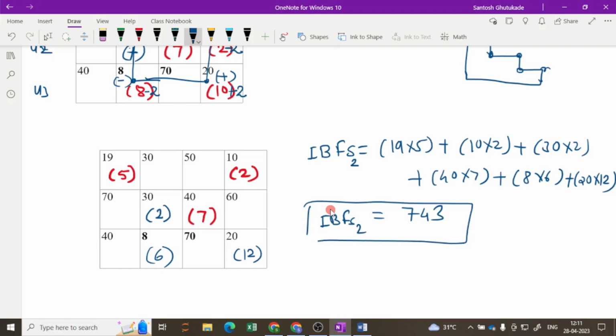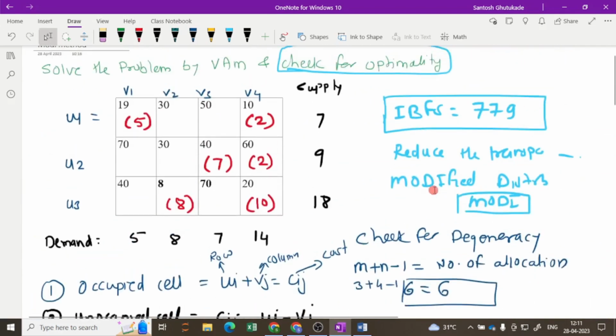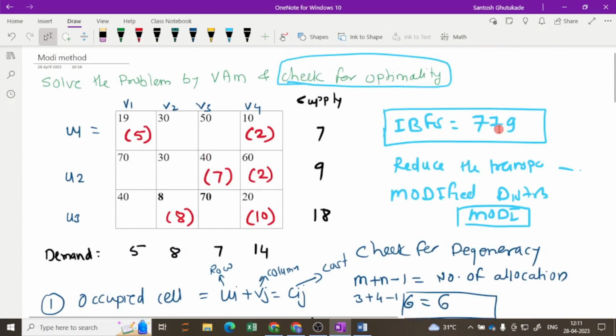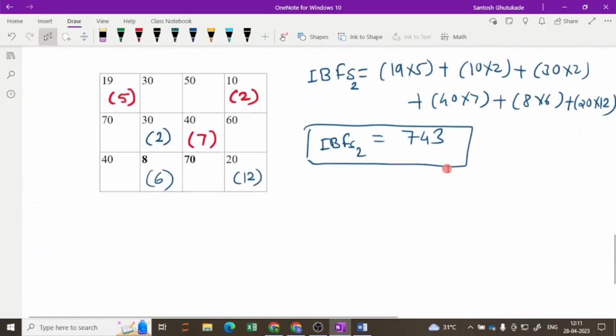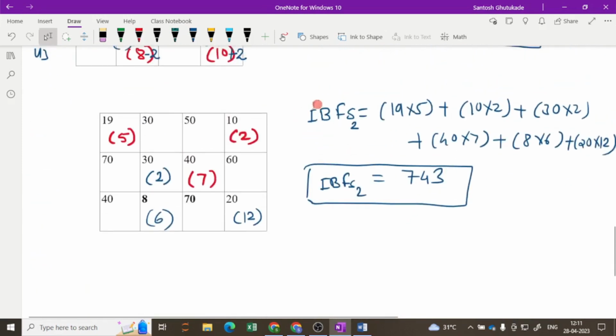So now your previous initial basic feasible solution 1, where we had 779 rupees as the transportation cost, but after the optimality test, or we can say the UV method or modified distribution method, we have reduced this value to 743. Okay, so this is the answer, initial basic feasible solution. Now again we will check for optimality.